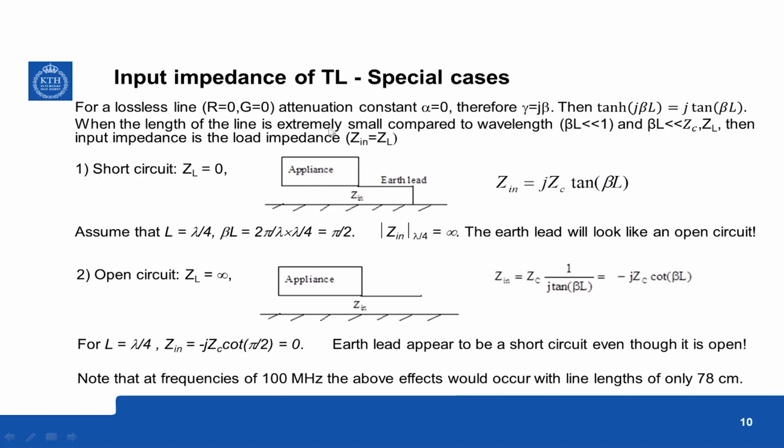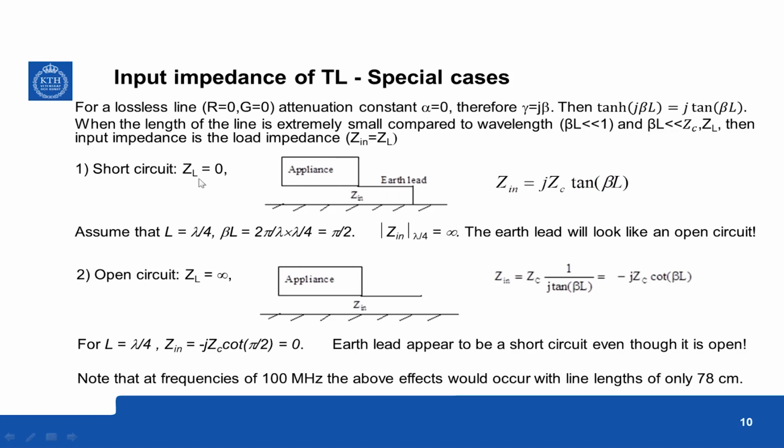When the length of the line is extremely small compared to the wavelength, that is beta L far less than 1, and also beta L far less than the characteristic impedance and the load, then we find that input impedance is the load impedance always. We can verify that by looking at the previous expressions, because when beta L is too small, this will be equal to 0. So it means that when the line is extremely short compared to the wavelength, input impedance will be always equal to the terminating impedance. Now let us look at some other cases.